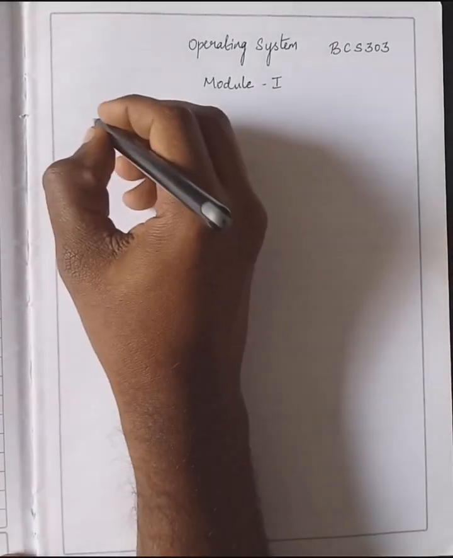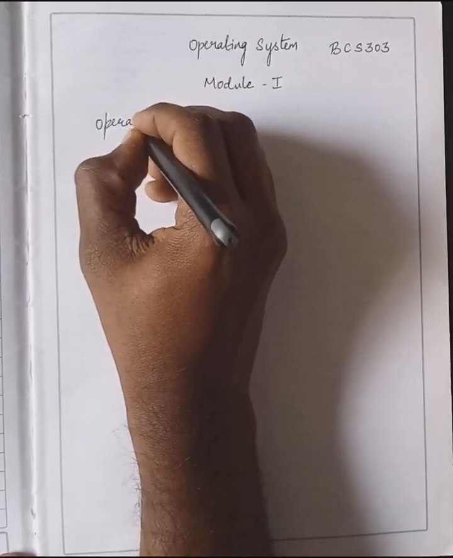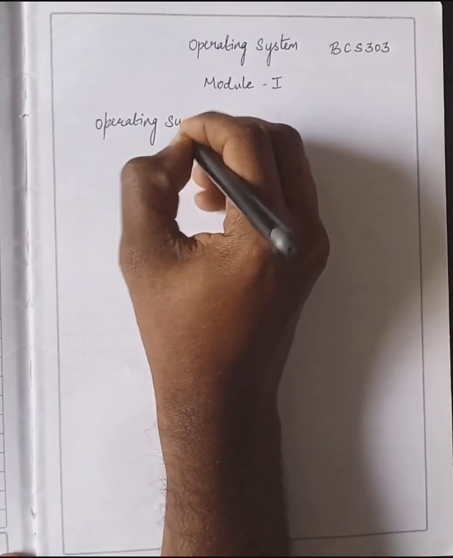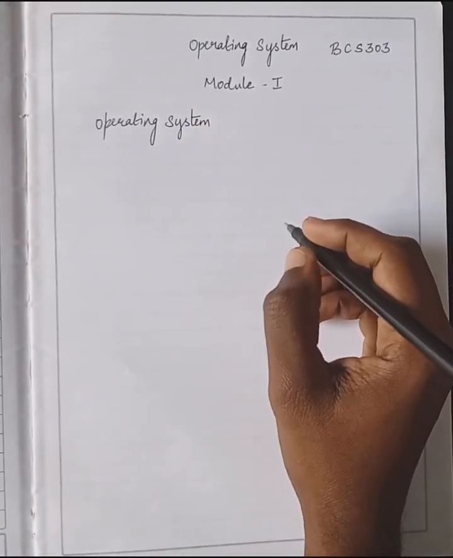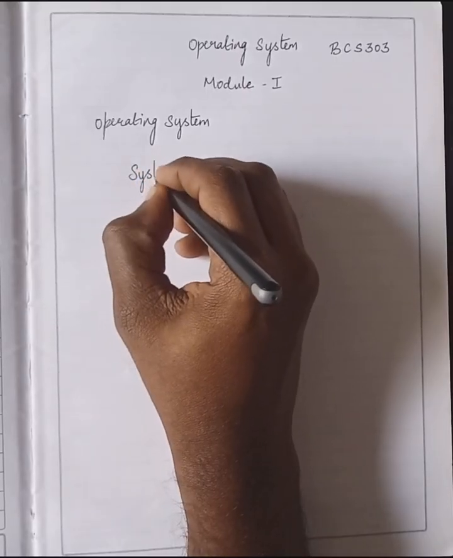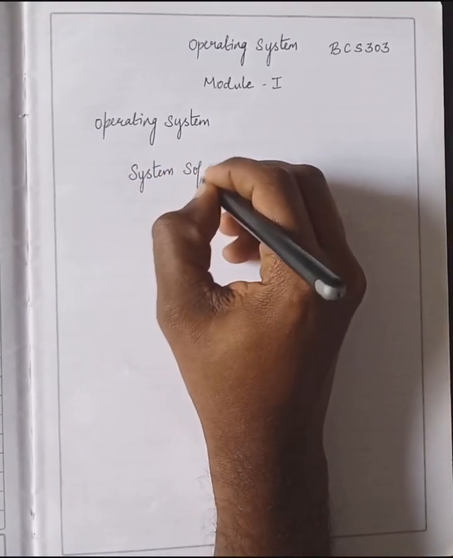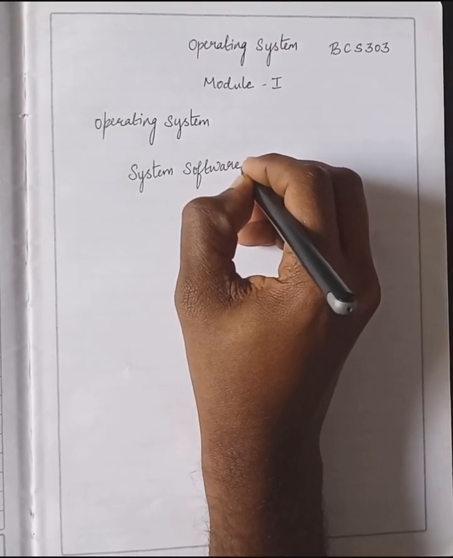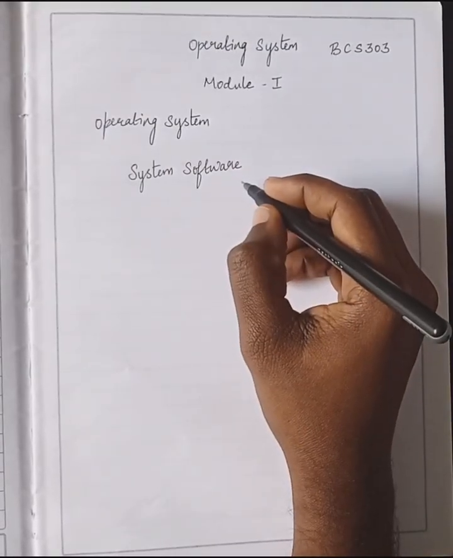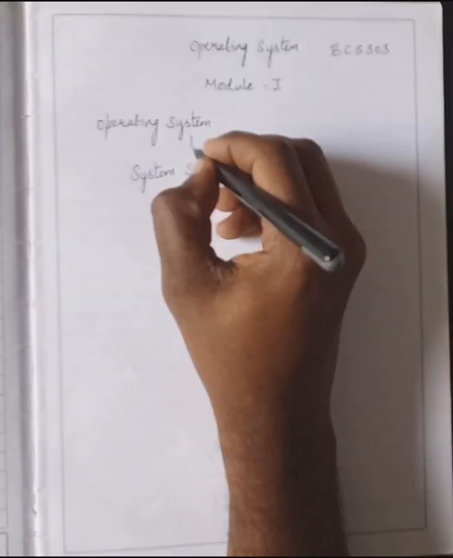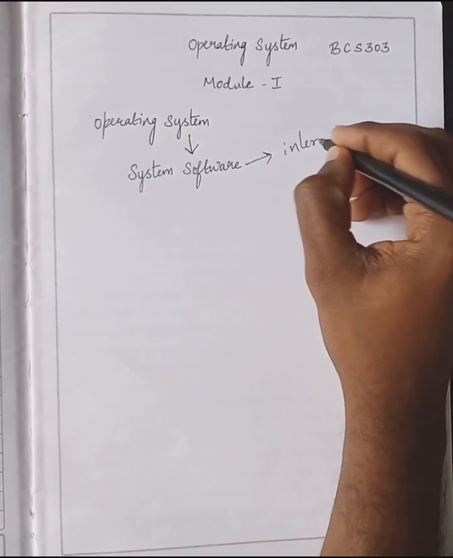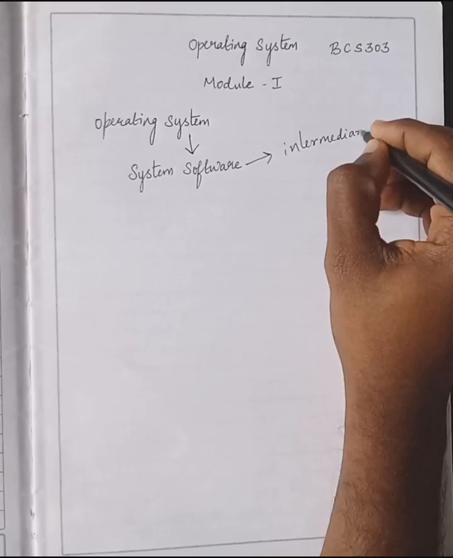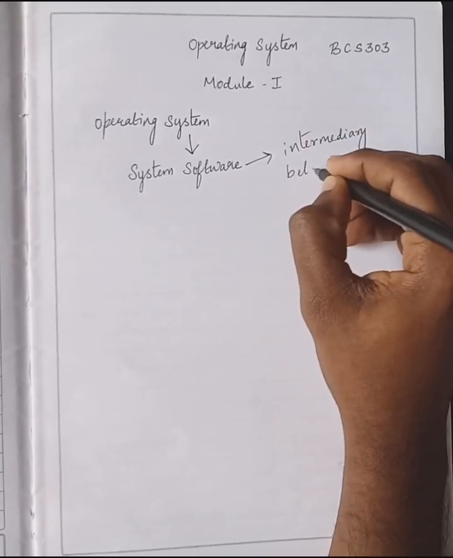The first question will be, what is operating system? We can say operating system is nothing but just a system software. So what is system software? Whenever you write a software that is going to directly interact with the system, it is called system software. This OS is one type of system software that is going to act as an intermediary between the user and the hardware.